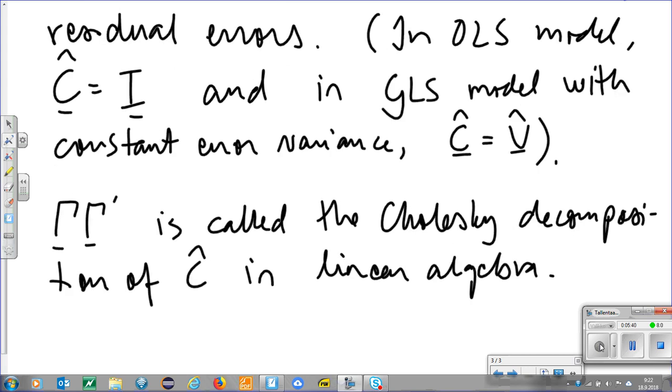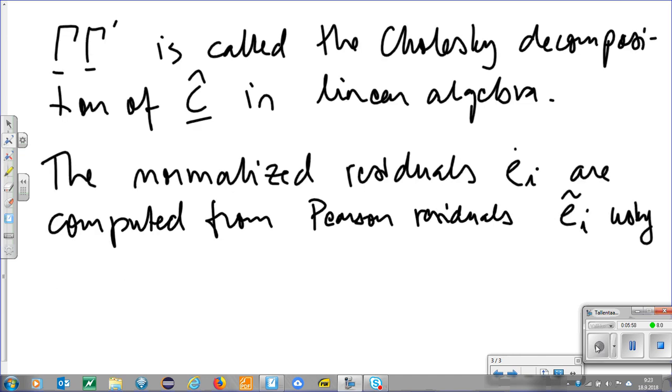In matrix algebra, this product gamma gamma prime is called the Cholesky decomposition of this C hat matrix. If you want to learn more about that, you can try Google using this keyword. And the normalized residuals e dot i are computed from Pearson residuals e tilde i by using the following formula.